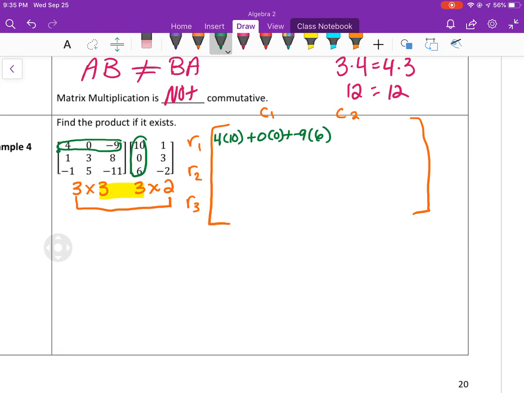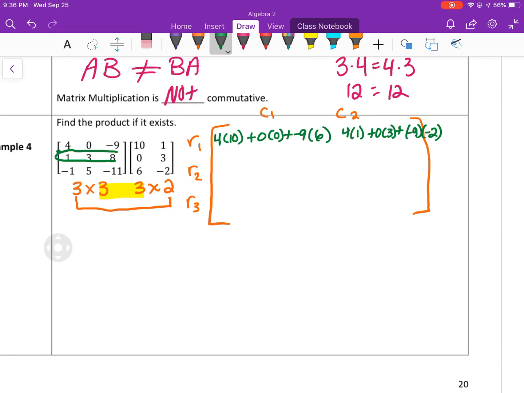And then you have to take row 1 times column 2 now. Row 1 times column 2 will go up top in the column 2 section. So that'll be 4 times 1 plus 0 times 3 plus negative 9 times negative 2. Okay, we're done with row 1. We've done row 1 with each column. If there was a third column there, we'd have to do it one more time. So you do each row with each column, and when you're done with the row, you move on to the next row.